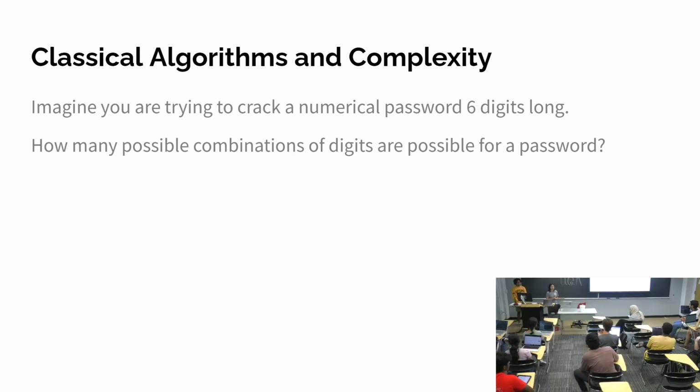Close. 10 to the power of 6. Bingo. Yes. It would be 10 to the power of 6 because you have the digits 0 through 9, and each one can occupy 1 space of the password. So you have 10 possibilities for the first one, times another 10, times another 10, 10 to the 6. That's a lot. That's 1 million, right?